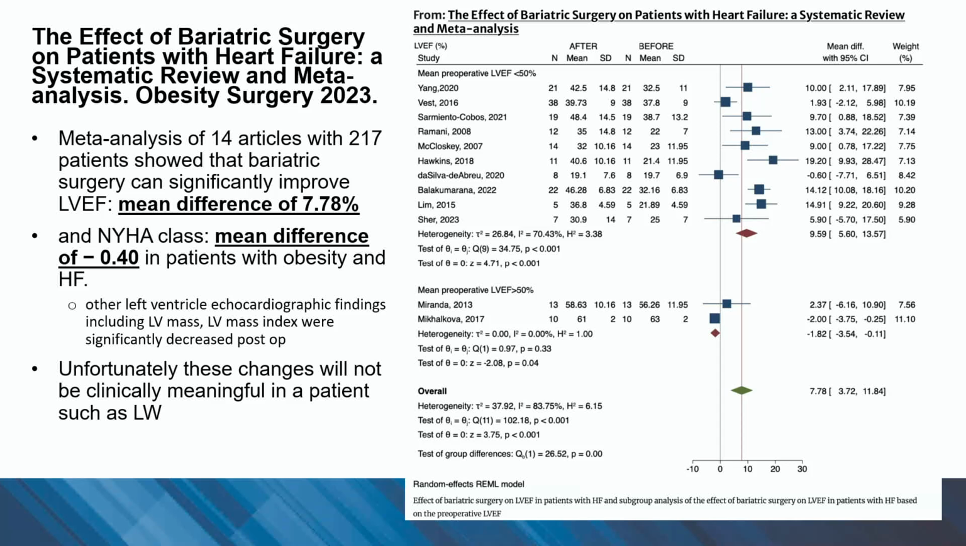And the improvement in NYHA class was only a mean reduction of negative 0.4. And NYHA class, there are only 4 classes. So a negative 0.4 is really not clinically meaningful, especially in these type of patients. And in someone like Mr. LW, these changes won't be clinically meaningful. And also his main issue is really arrhythmia. So that's not going to improve that much.